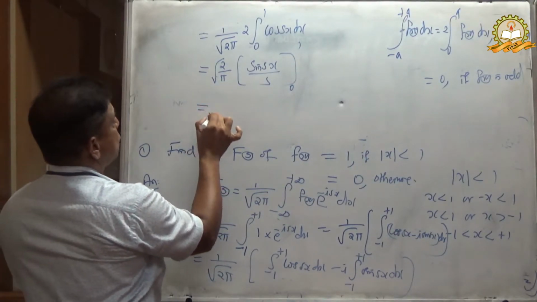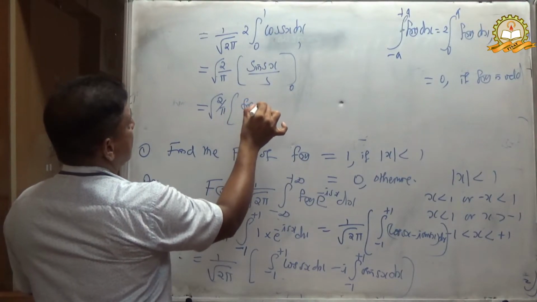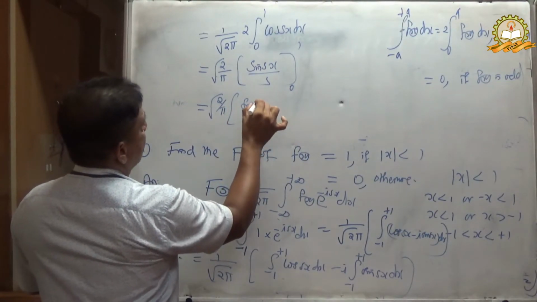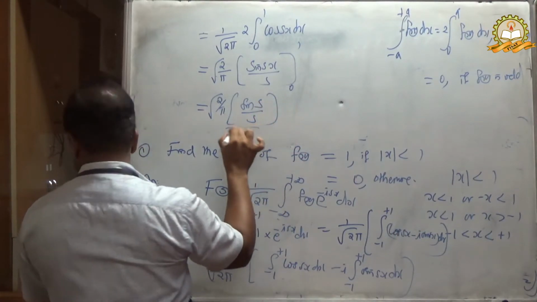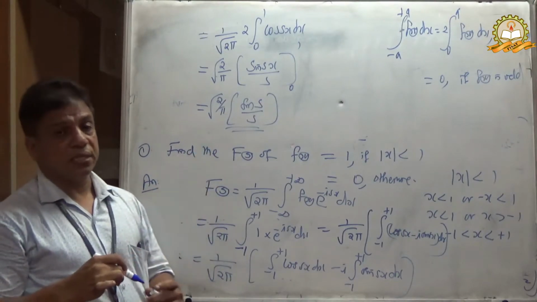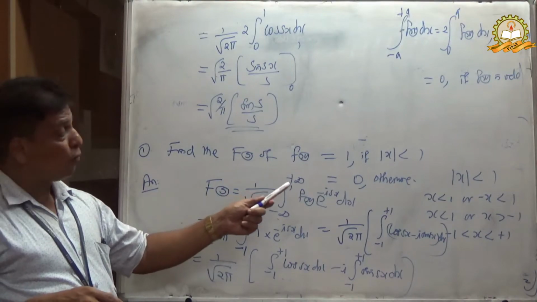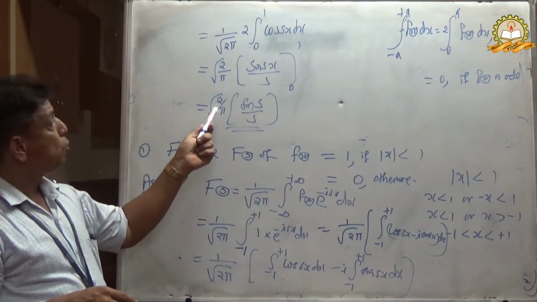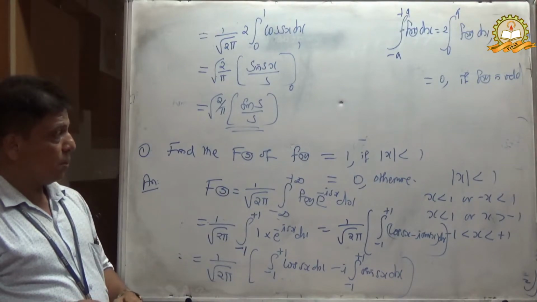Then applying the limit, root of 2 by pi, sin s by s, the lower limit will be 0. Therefore, the final answer will be root of 2 by pi sin s by s. Therefore, the Fourier transform of the given function is root of 2 by pi into sin s by s. This is the required result.